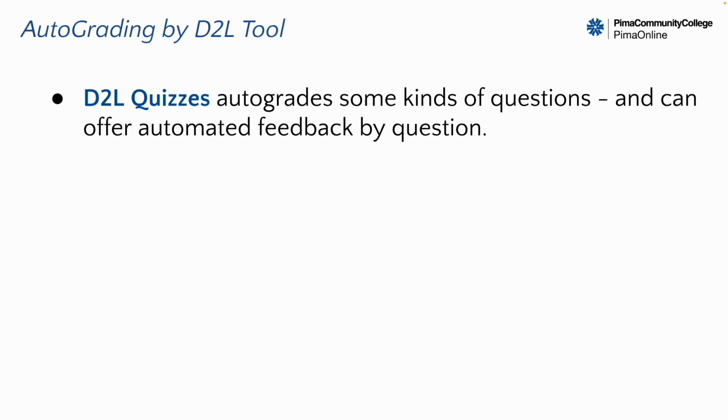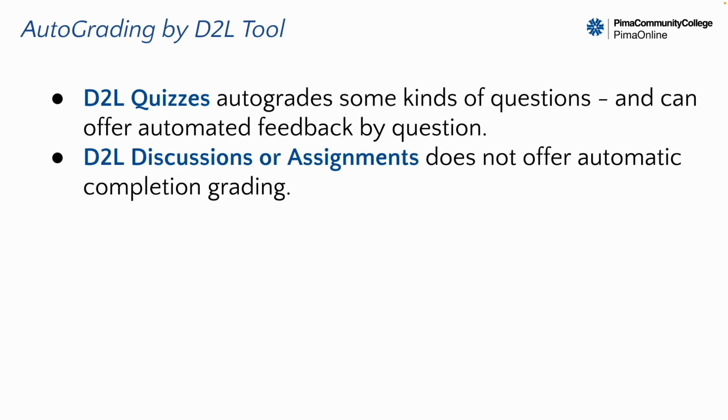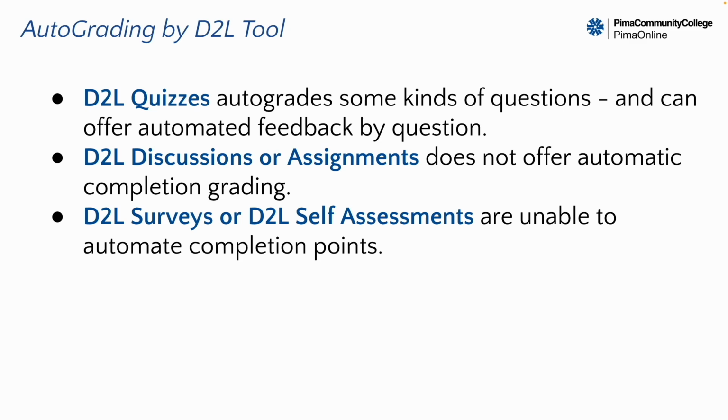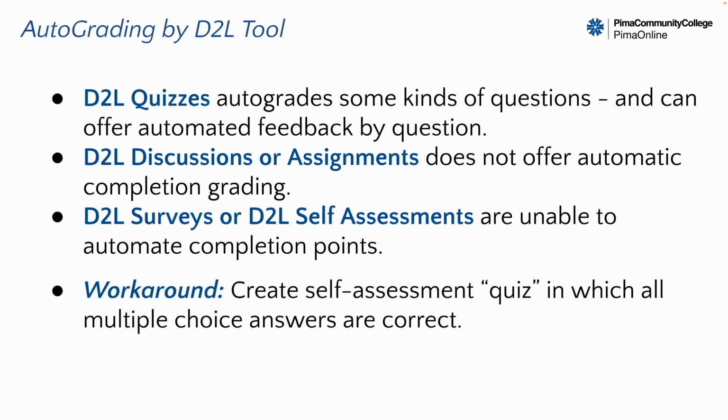Regarding D2L's ability to autograde, currently D2L Quizzes is the tool that autogrades, and it does autograde some kinds of questions, and it also offers automated feedback by question. D2L discussions or assignments, however, do not offer automated completion grading or AI-based review. I should also note that D2L surveys and self-assessments are unable to automate completion grades and have those visible within the gradebook. As a workaround, you can create your own self-assessment quizzes in which all multiple choice answers are correct, and you'll learn a bunch about your students, and they will get full points for giving you feedback.